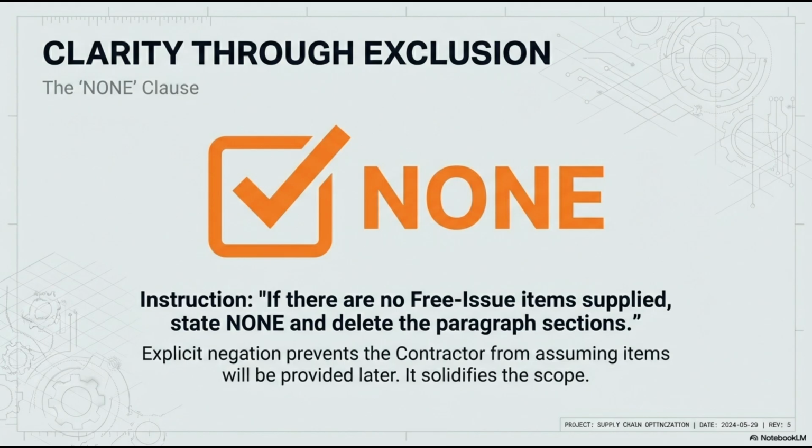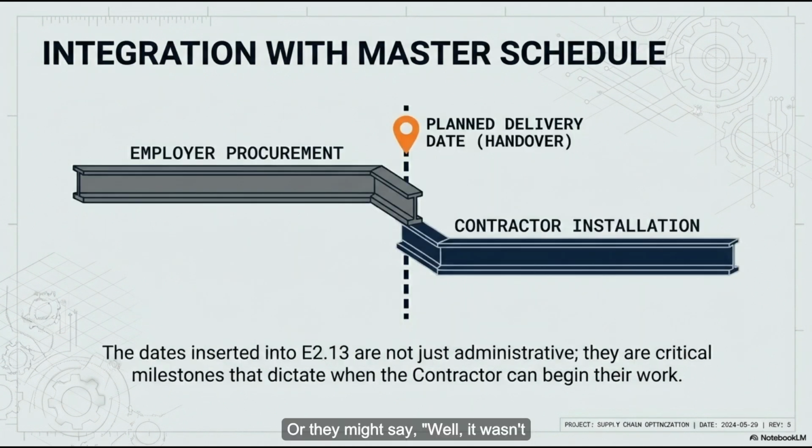But why? Why not just leave the page blank if there is nothing to give? Isn't a blank piece of paper obvious enough? You would think so, right? But in contract law, silence is deeply ambiguous. If you just leave the services section blank, a contractor might argue in court 2 years later, well, in the last project we did together, you provided the water, so I assumed you were providing it here too. Or they might say, well, it wasn't explicitly excluded. I assumed. The 2 most dangerous words in construction.